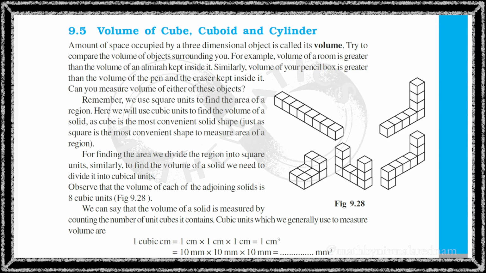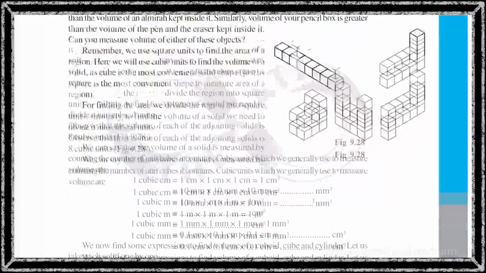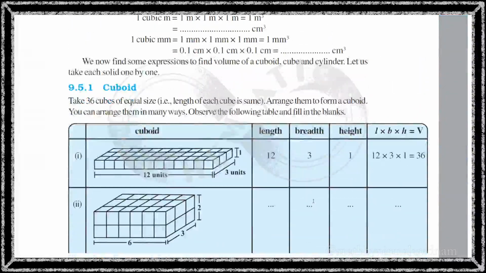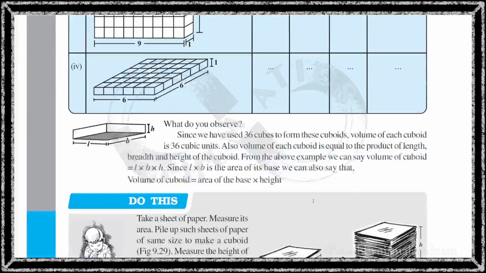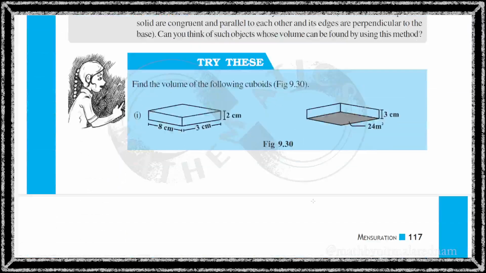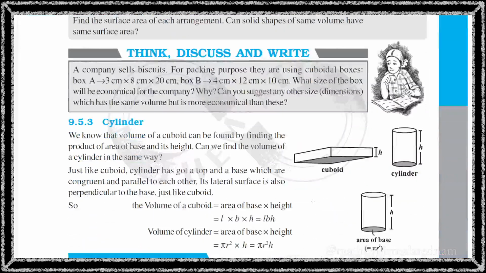In this video, we are going to discuss the sums from exercise 9.3 from NCERT textbook class 8. In the previous video, we discussed the concept of volume of a solid shape, and in particular, we looked at a cube, cuboid and a cylinder. We looked at a couple of methods to derive the formula for the volume of a cube, cuboid and a cylinder. So let us first solve the solved examples and then we will move on to the exercise.